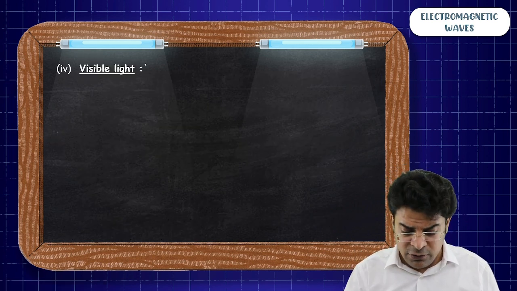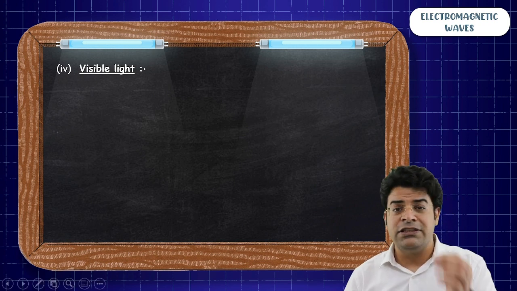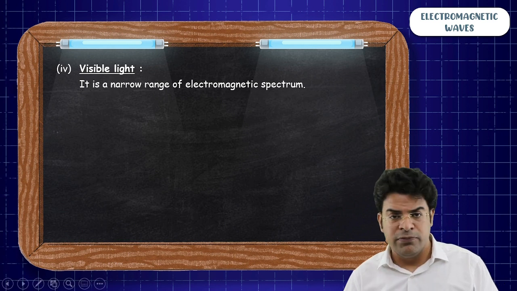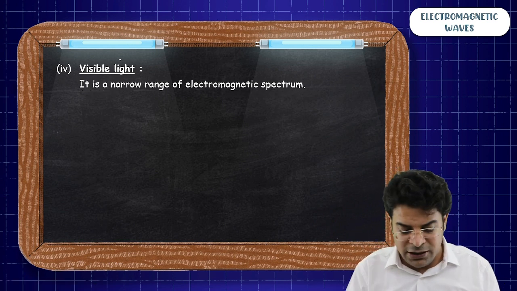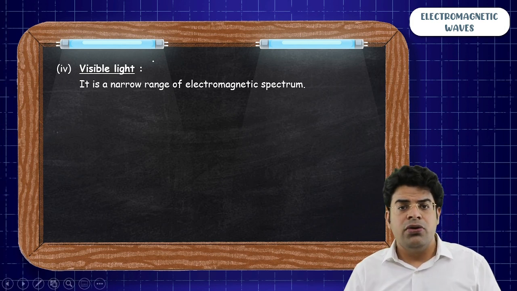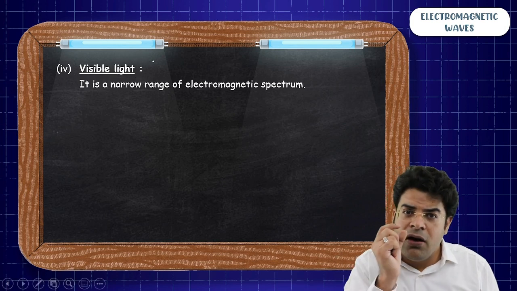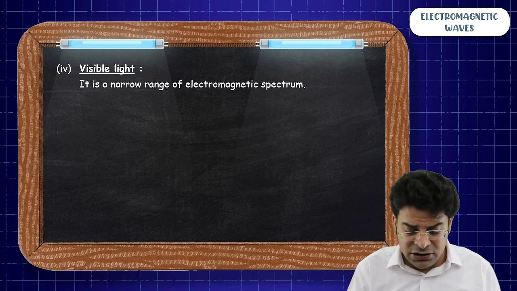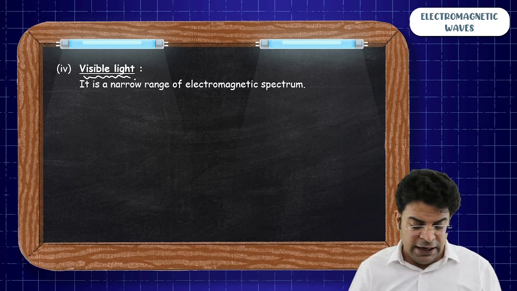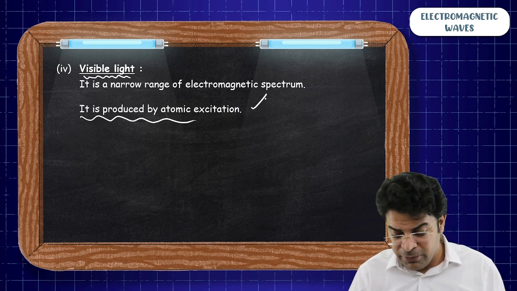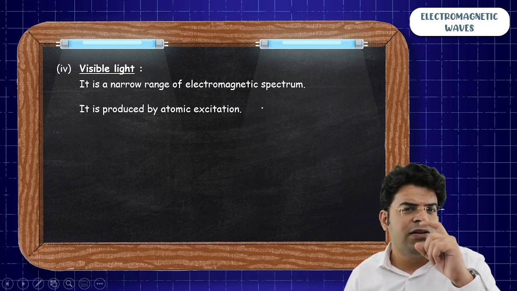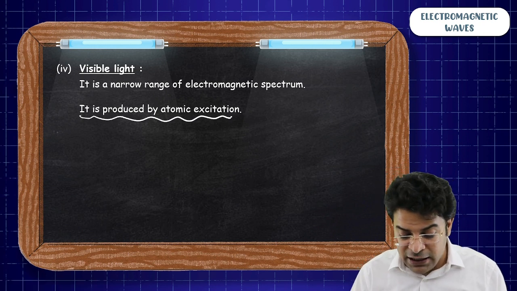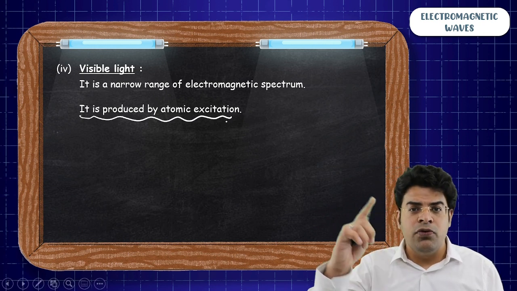The next type of wave we are going to talk about is visible light, which is the most important one. It is a narrow range of the electromagnetic spectrum. Calling the whole electromagnetic spectrum light is wrong. The small part of the entire electromagnetic spectrum that we can see is light, and hence to make you understand it better we call it visible light. It is produced by atomic excitation. You might have learned that the transitions of the Balmer series lie in the visible region. So it is produced by atomic excitation, when the electron moves within the atom.